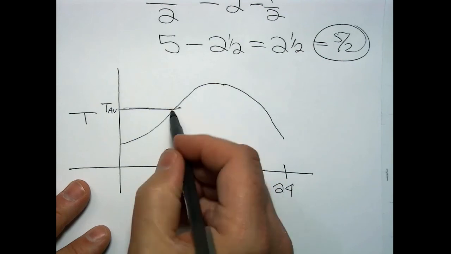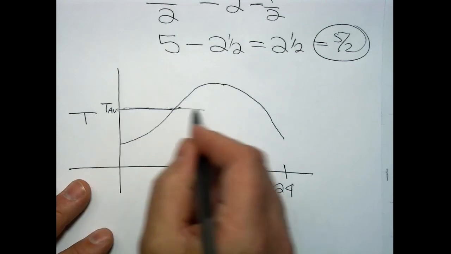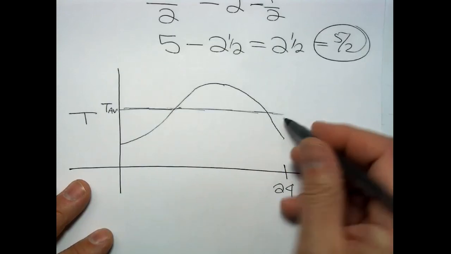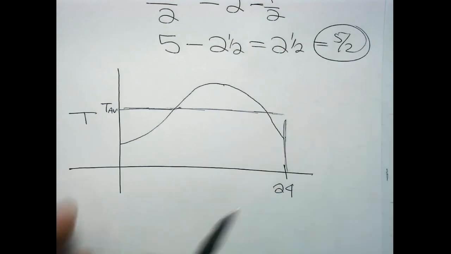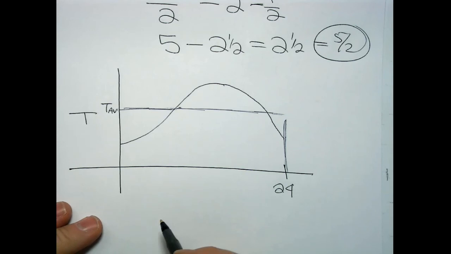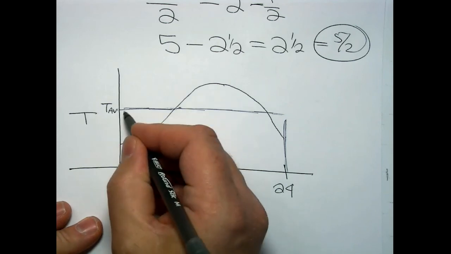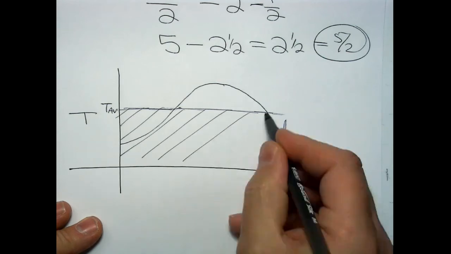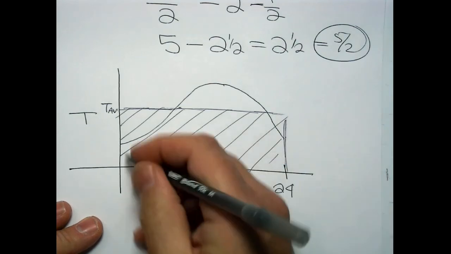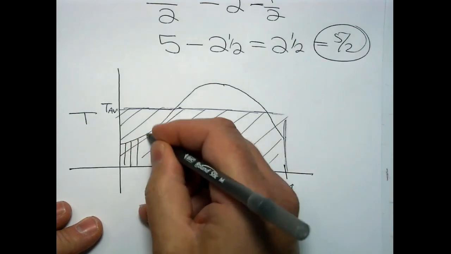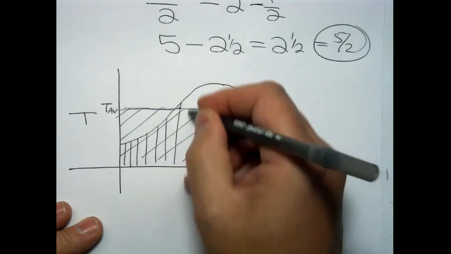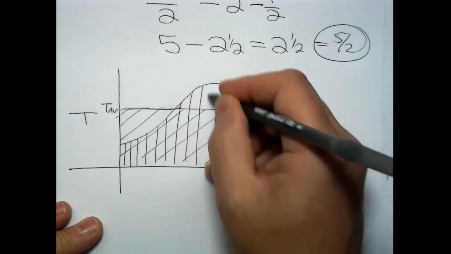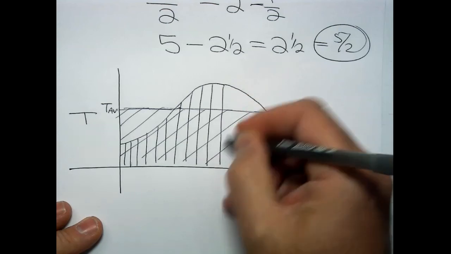Now, the interesting thing about selecting your average temperature is that what it does is literally form a rectangle. There are 2 areas on the page now. There's this area here, which is the area of the rectangle, and then there's this area, which is the area under the curve.